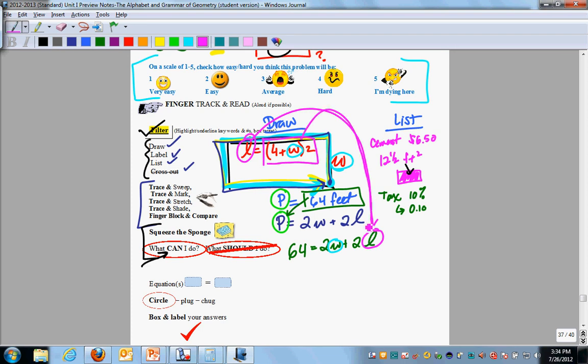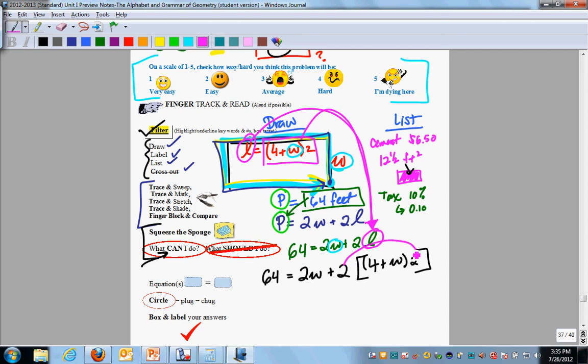Now draw an arrow. This is called circle, plug, chug. Draw an arrow to that L. You can replace that L with that expression. Let's see, and that gets us down to one variable, which is what we want. So we have 64 equals 2W plus 2 times (4 plus W). That's part of circle, plug, chug. Now we're down to one variable, so now we can solve.